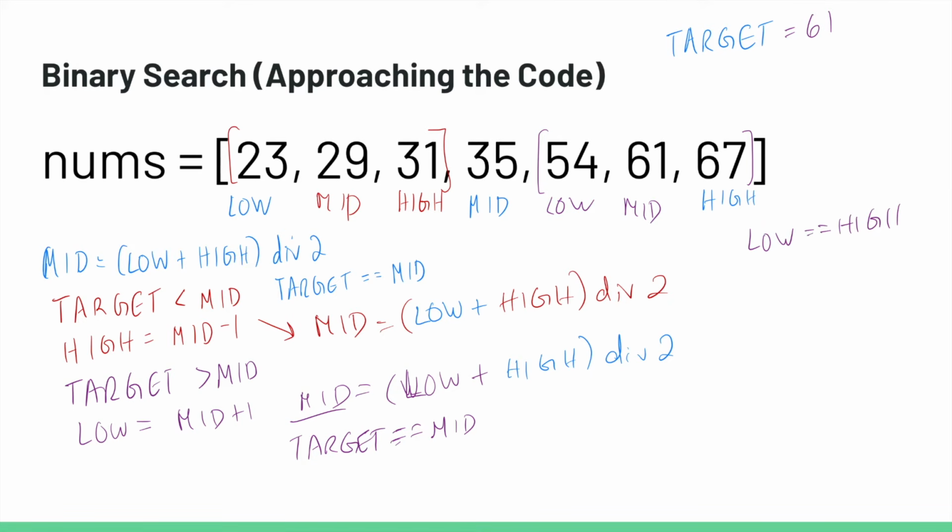Because that means that we're basically going to be on a single element. It means our portion has been reduced down to a single element, which might be, for example, 67, if that was our target.